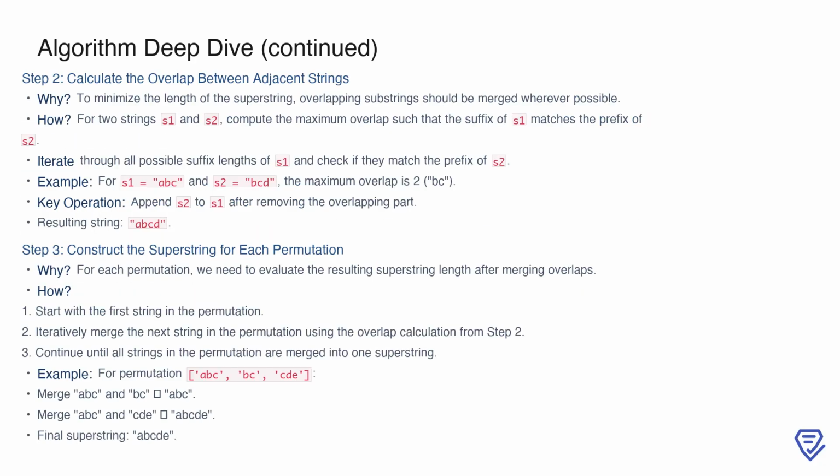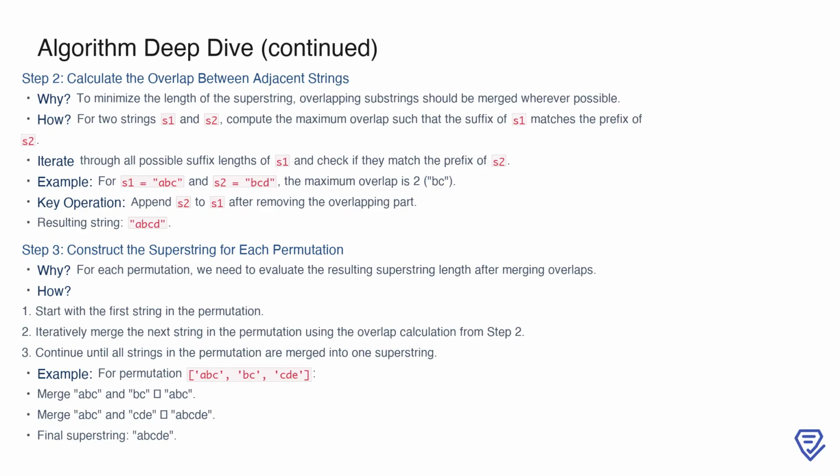Once we have the permutations, the next step is to calculate the overlap between adjacent strings in each permutation. Minimizing the length of the superstring requires merging overlapping substrings wherever possible. To do this, we compute the maximum overlap between two strings, where the suffix of the first string matches the prefix of the second. For instance, if we have S1 equals ABC and S2 equals BCD, the overlap is 2 due to the matching substring BC.